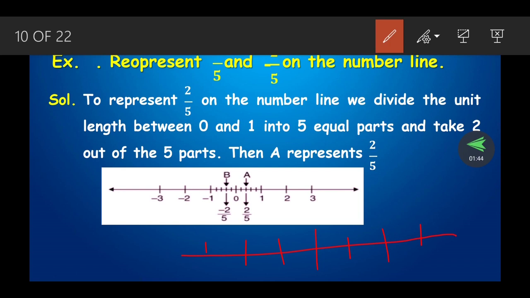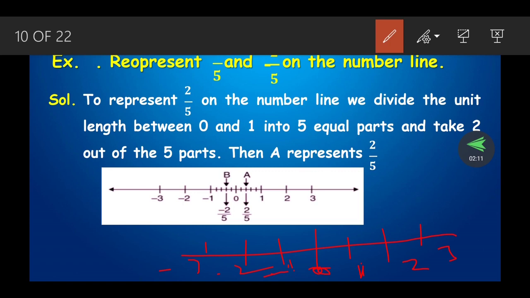So what are they asking? 2 by 5 they are asking. Means 2 parts out of 5 parts. So what will we do? Here we have 0. On the right side we have 1, 2, 3. On the left side we have minus 1, minus 2, minus 3.